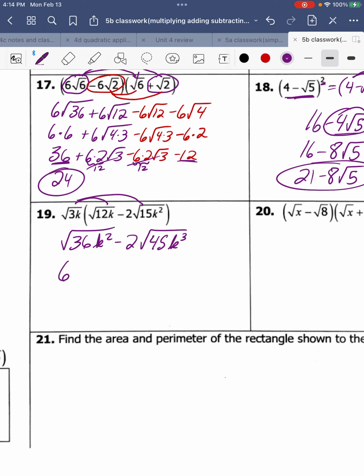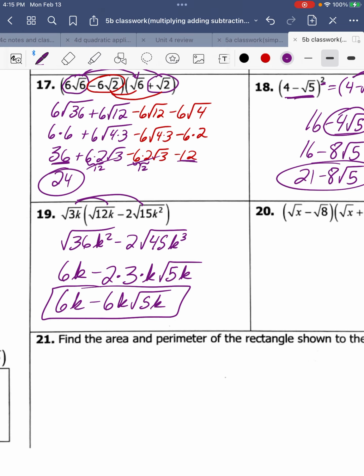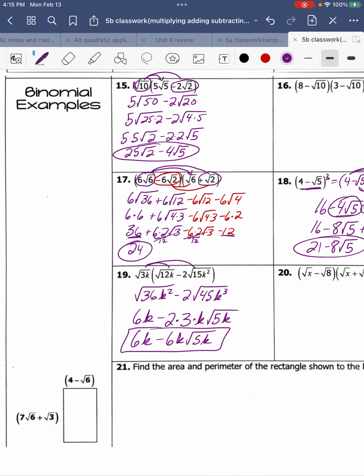Simplify each term. We have square root of 36 is 6. Square root of k squared is k. We have 45 is 9 and 5, so the square root of 9 is 3. And square root of k cubed is k square root of k, and 5k. 2 times 3 is 6k, square root of 5k. And we don't have the exact same terms, so they're not alike.